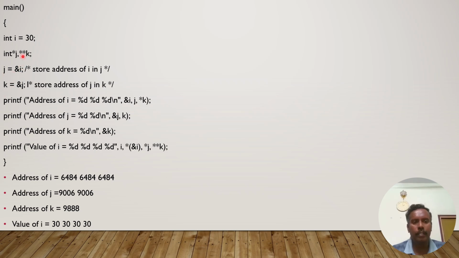Now what is k? k is a pointer to a pointer, which means k points to j. j is itself a pointer. So k points to j, and j is itself a pointer.